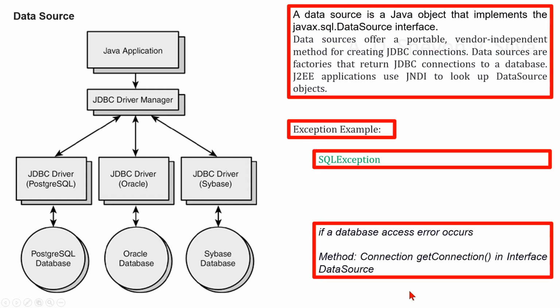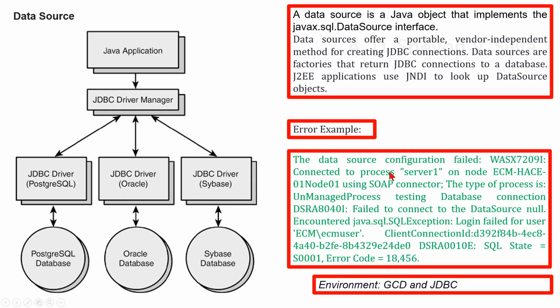As an exception example, we can consider SQLException. It is thrown if a database access error occurs in the method getConnection in interface DataSource. As an error example, we can consider this error that occurred in the environment with GZD and JDBC. The data source configuration failed, WAX72091 connected to the process server 1 on node, etc.